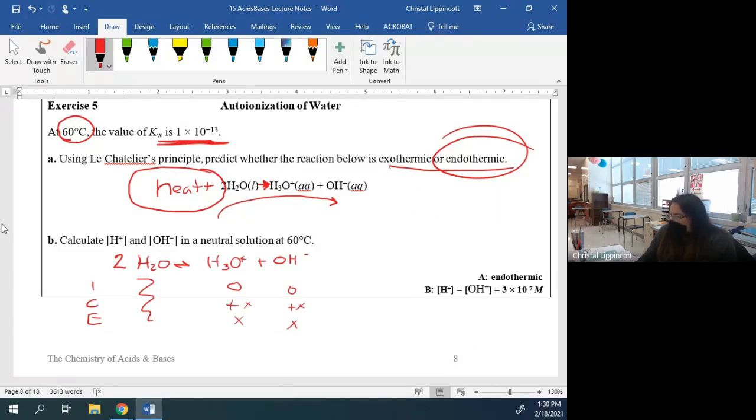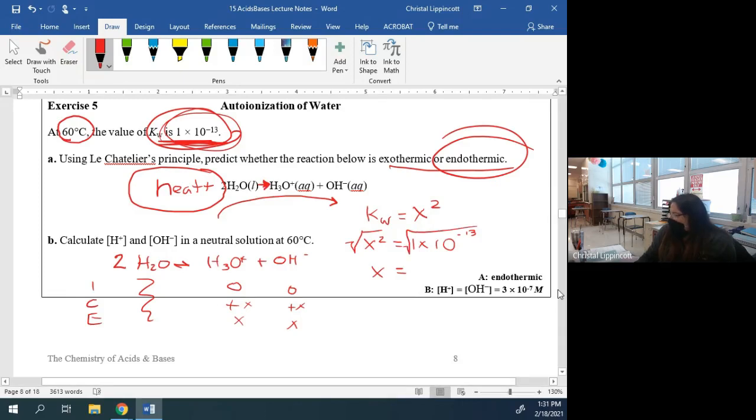So that means that my KW would equal what? X squared. Okay. We know that KW, they gave us up here what KW was. So x squared is going to equal 1 times 10 to the negative 13. So if I want to calculate x, all I have to do is take the square root of both sides, right? And when I do that, this is what I get for my answer. Yay or nay?